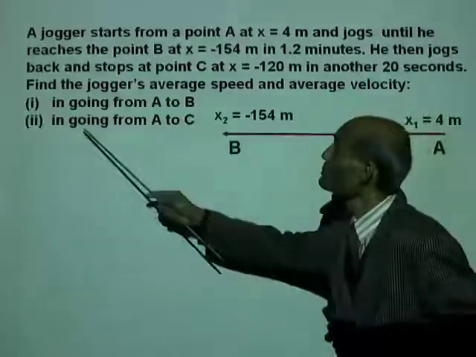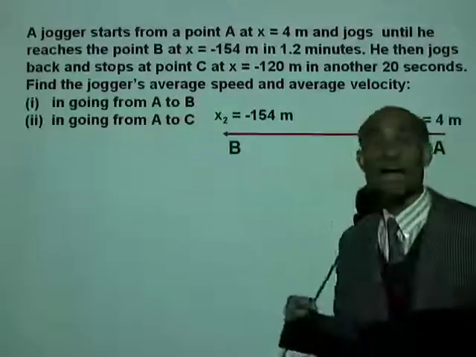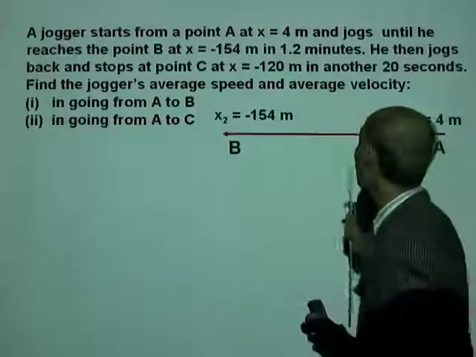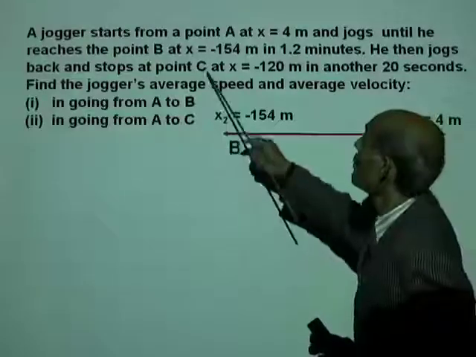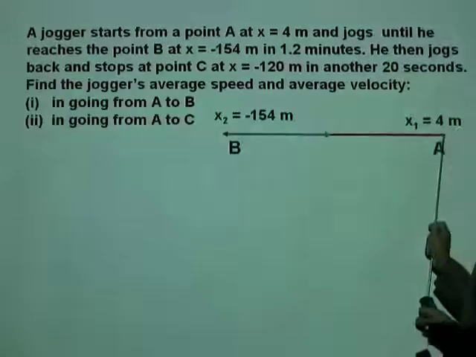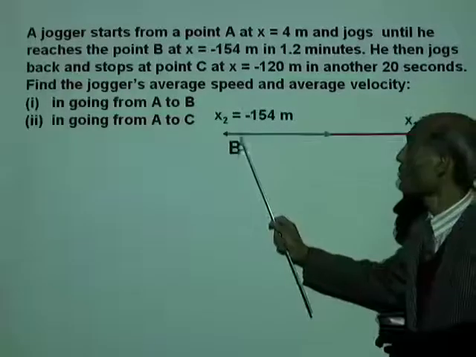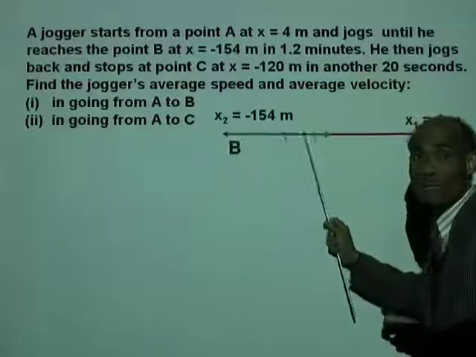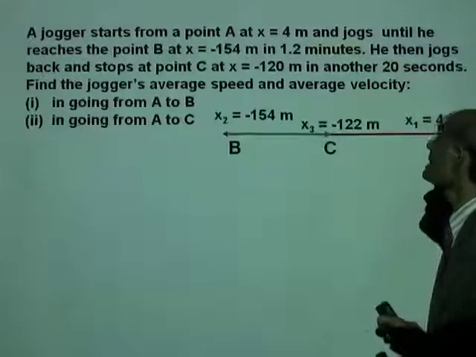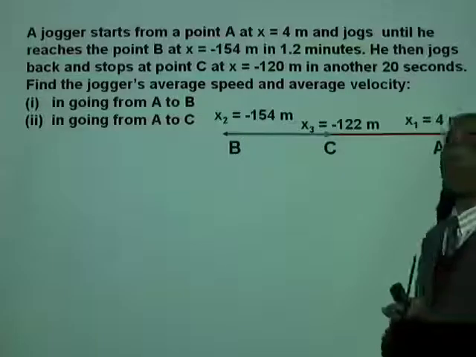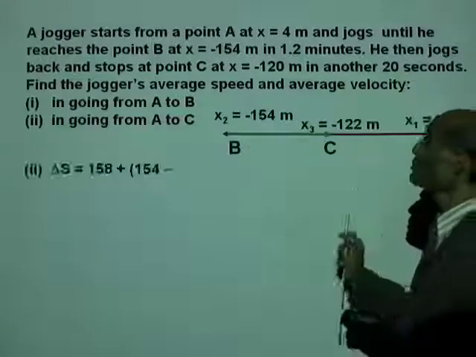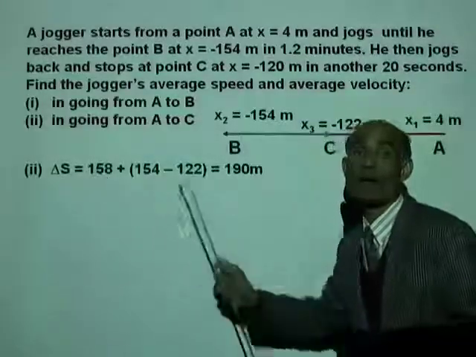Alright, let's now do the second part. What are the average speed and average velocities in going from A to C? What is C? This is C. The jogger started from A, he moved to B, and then he moved to C. C is x3 equal to negative 122 meter. Now what is the total distance traveled by the jogger?